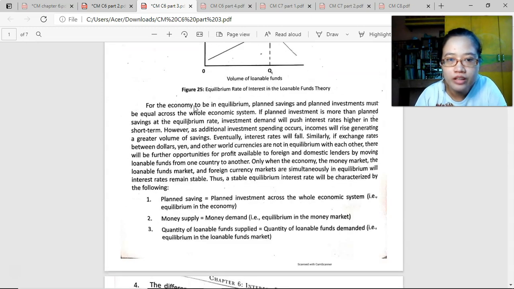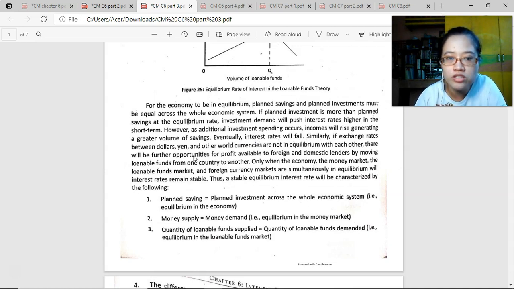Okay? For the economy to be in equilibrium, planned savings and planned investments must be equal across the whole economic system. If planned investment is more than the planned savings at the equilibrium rate, so planned investment demand is greater than the supply, so tataas, push interest rates higher in the short term. However, as additional investment spending occurs, income will rise, generating a greater volume of savings. Eventually, interest rates will fall in that case.